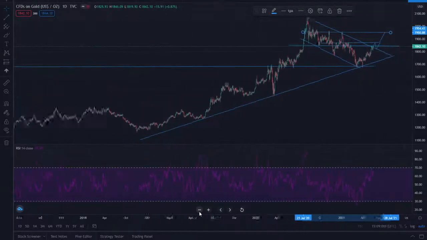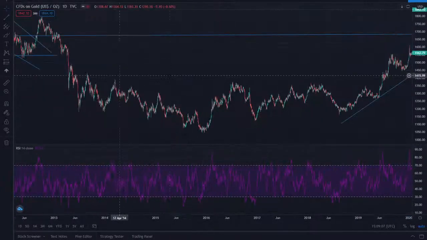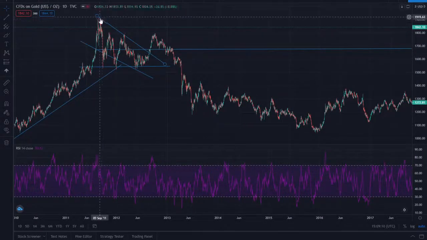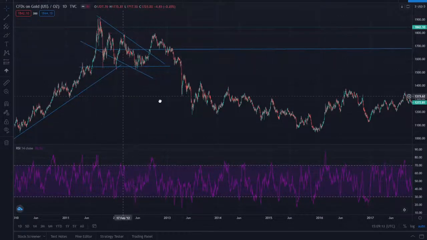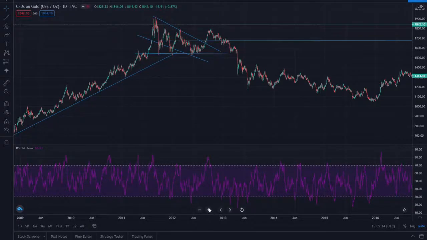If we take a look at it again, you see here we had the highest high. Here is the similar pattern, or kind of the same pattern that we are forming right now.